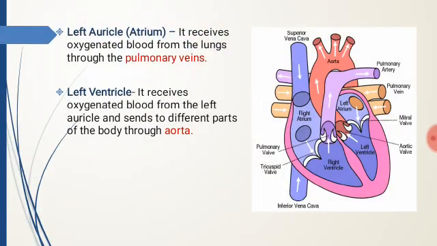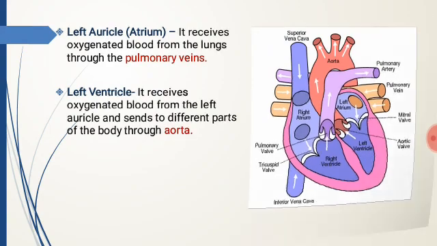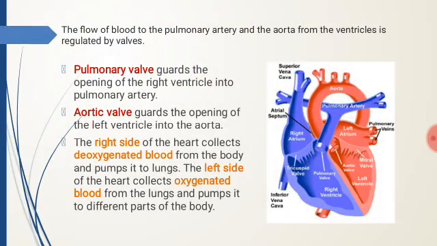Left auricle. It receives oxygenated blood from the lungs through pulmonary veins, and the left ventricle receives oxygenated blood from the left auricle and sends it to different parts of the body through the aorta. Valves are also present in the pulmonary artery and aorta to prevent the backflow of blood into the right ventricle and left ventricle. These are the pulmonary valve and aortic valve. The pulmonary valve guards the opening of the right ventricle into the pulmonary artery, and the aortic valve guards the opening of the left ventricle into the aorta.